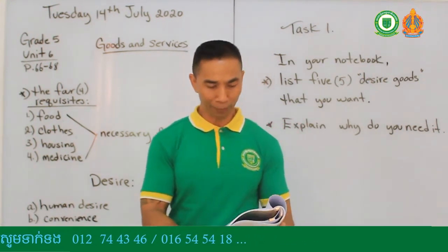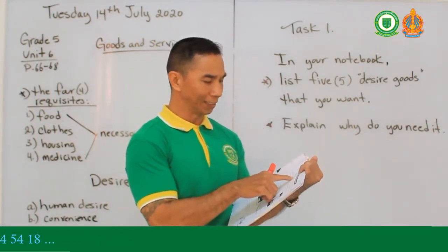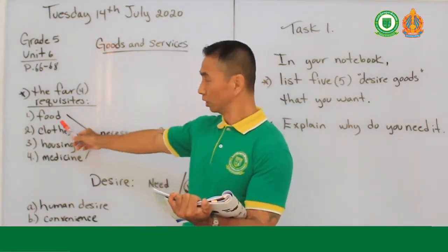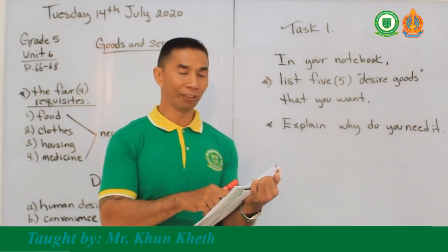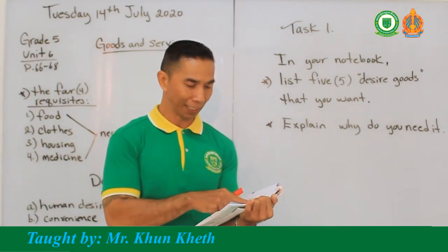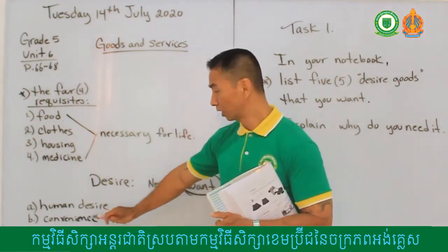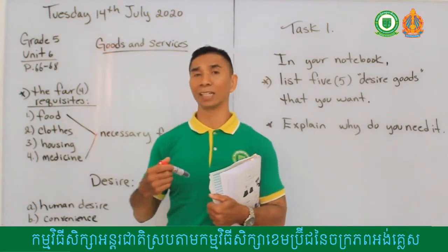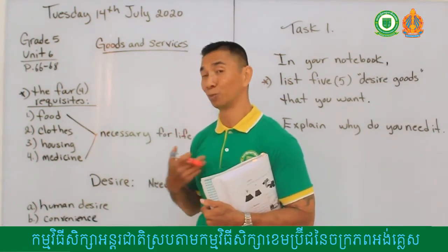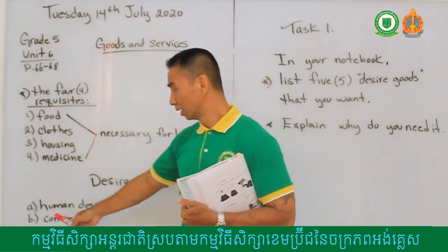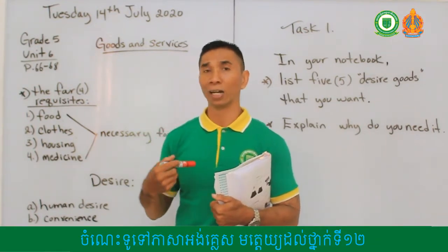Okay? So let me read page 66 for you in the first paragraph. You can also read it with me. Humans need the four requisites, which are food, clothes, housing, and medicine, for their life, right? But in reality, everyone desires goods and services besides the four requisites for more comfort, convenience, and happiness. Now, coming back to our terms here. Human desire is something that we want, right? Just like my example earlier, I want a burger. That's my human desire, and I want to taste that burger. But human desires are just a convenience for our taste or our living.